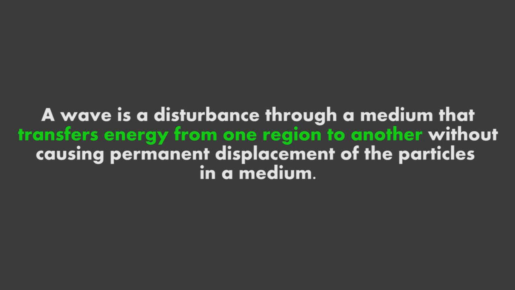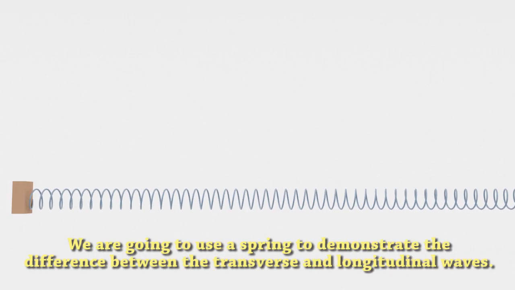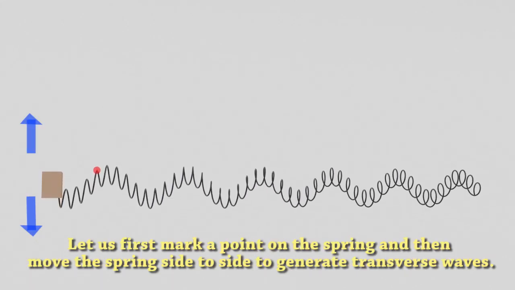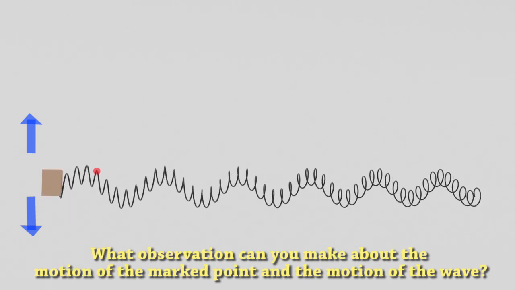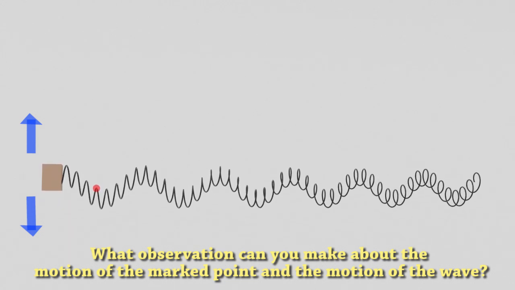There are 2 types of waves. The first type are waves in a string or water, known as transverse waves, and the second type is longitudinal waves, found in sound. We are going to use a spring to demonstrate the difference between the transverse and longitudinal waves. Let us first mark a point on the spring and then move the spring side to side to generate transverse waves. What observation can you make about the motion of the marked point and the motion of the wave?